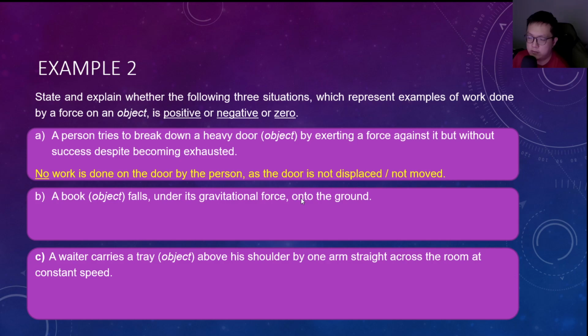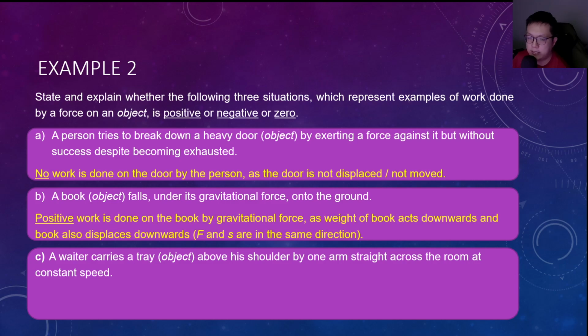Next we have a book or an object falling under its own gravitational force onto the ground. The gravitational force is pulling the object towards the ground. The object is falling towards the ground. So in this case, this is positive work done on the book by gravitational force. Since the weight is acting downwards and the book also displaces downwards, my force and my displacement are in the same direction.